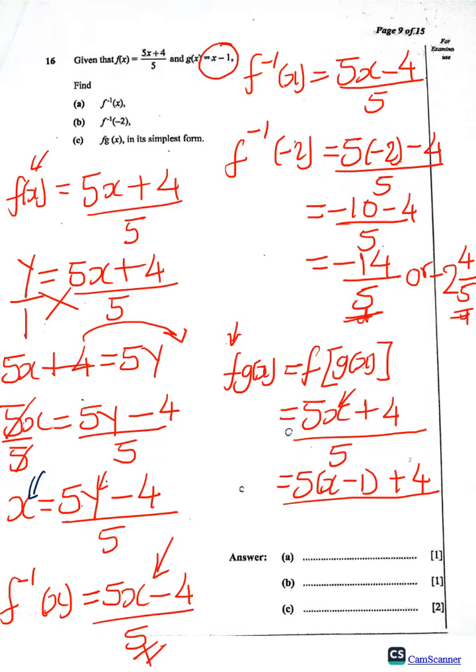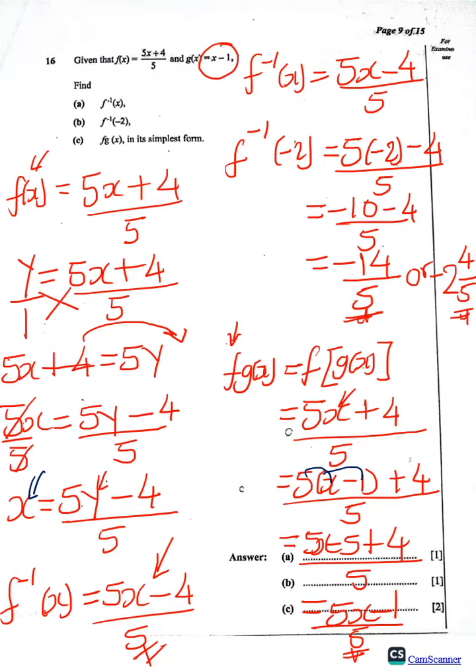from there we are going to distribute our 5. So our 5 will multiply with x, the second one, with -1. So 5 times x is 5x. 5 times -1, that is -5 plus 4 divided by 5. So our final answer is 5x, -5 plus 4, that is -1 over 5. So this is our final answer for this problem.